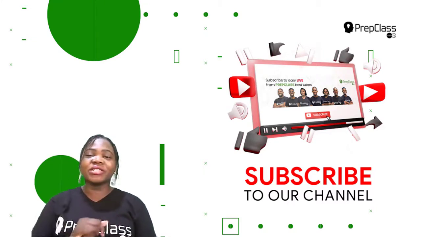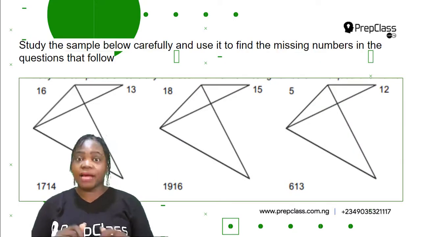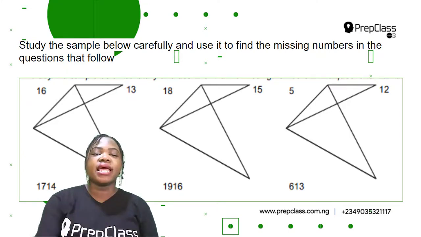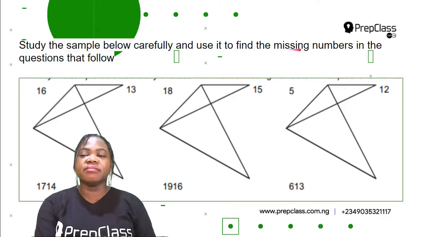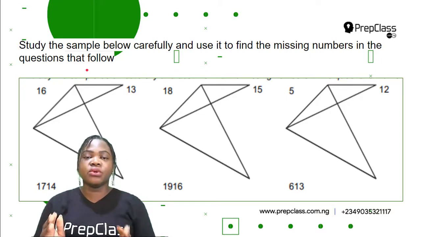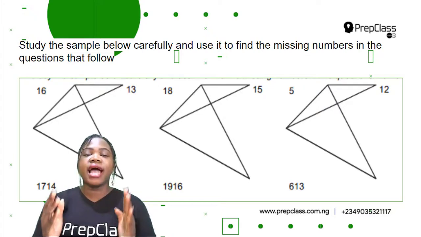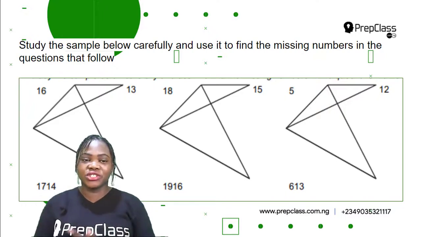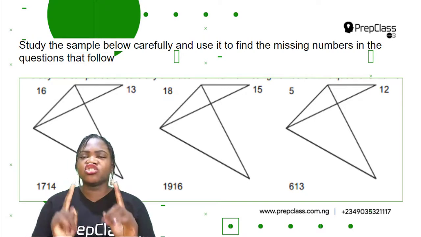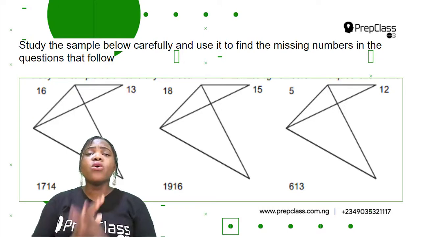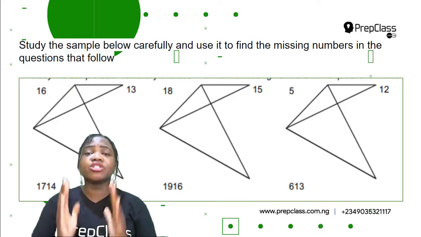Alright, so let's go on to the first question in this video. Actually, we have a sample before the questions, okay? So we have to study these samples carefully and use them to find the missing numbers in the questions that follow. So in quantitative reasoning, you're given a sample to study. Once you're able to find how the samples were being done, then you can move ahead to answering the questions. So in quantitative reasoning, there is a method that is used called the trial and error method. In this method, multiple attempts are made till you get the solution.